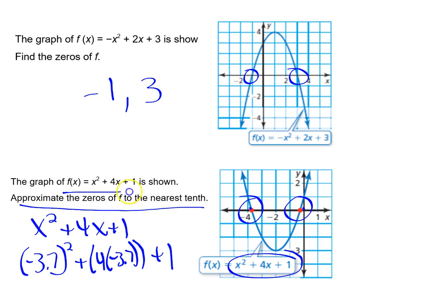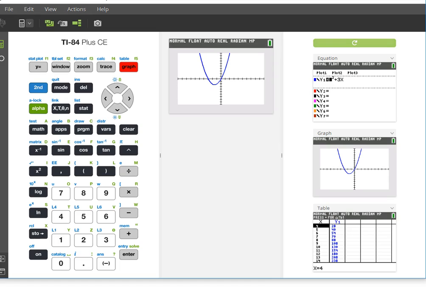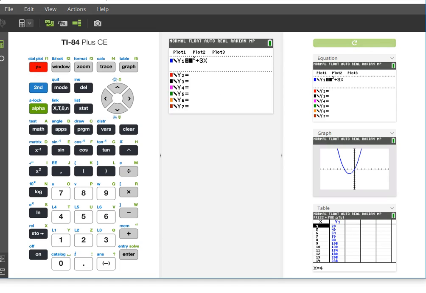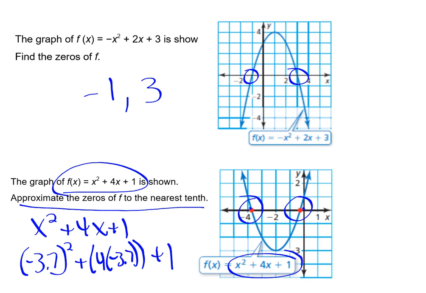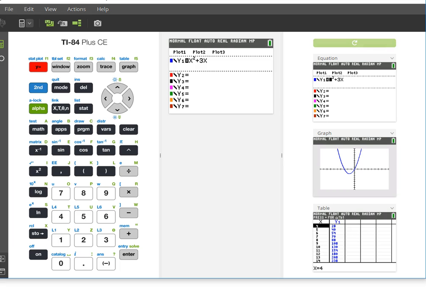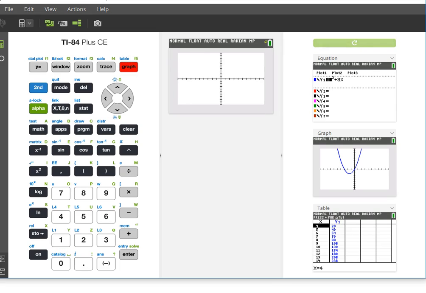Another thing we can do is actually find the zeros using our calculator. So if we want to do that, we're going to go to y equals, we're going to type in that equation, x squared plus 4x plus 1. This graph looks just like the graph we were looking at, but what we can do with our graphing calculator is actually calculate those x-intercepts.